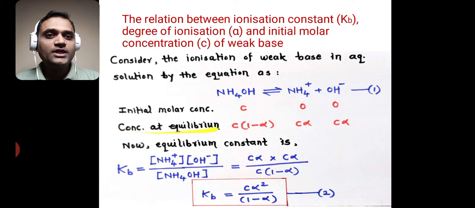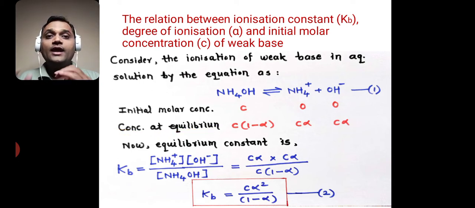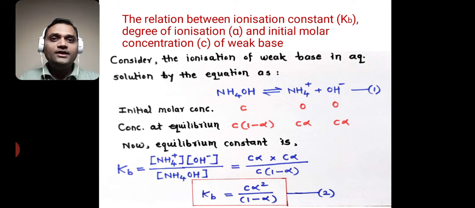So this is the second step, we have to consider the concentration at equilibrium. At equilibrium our base undergoes ionization, alpha is its degree of ionization, and at that time the concentration of NH4 plus is C alpha, and as there is an equilibrium the concentration of OH minus is also C alpha. Now the concentration at equilibrium of NH4OH is C into 1 minus alpha.